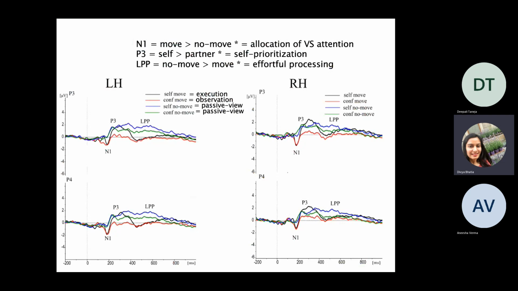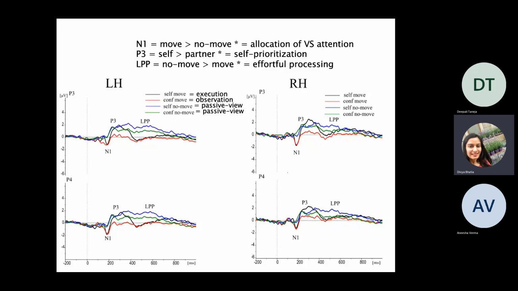So we had N1, which was higher for move as compared to the no move condition. N1 is higher for move versus no move, and it doesn't matter whose move it is. It's self move and the confederate move, meaning that as long as it's the action relevant stimuli, it attracts higher attention. So attention is always a factor. N1 reflects higher visuospatial attention, meaning that whatever stimulus is action relevant is an important stimulus.